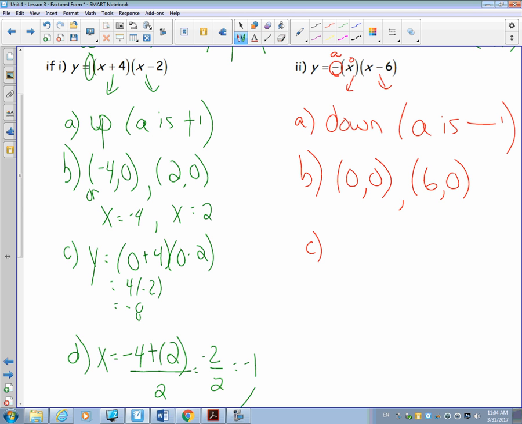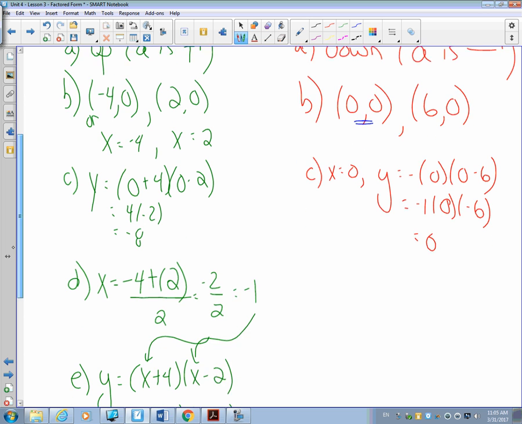Okay, part C, find the y-intercept. I know I can find the y-intercept if I make x be 0. Well, what happens if x is 0? I'm going to get -1 times 0 times -6. And anything times 0 comes out to 0. I found my y-intercept. It's 0. Just to point out to you, we kind of already knew that, right? One of our zeros happened to also be the y-intercept.